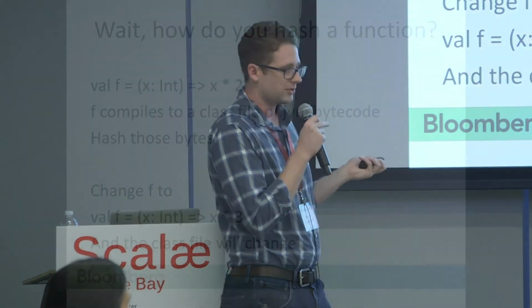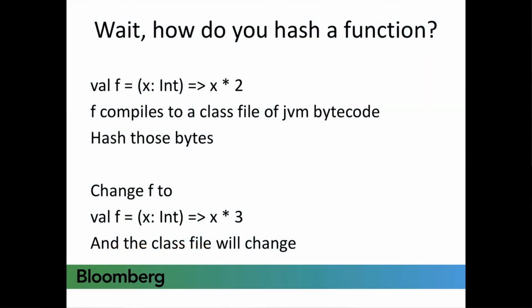Okay. So now I just offhandedly mentioned, oh yeah, just hash a function, no big deal, right? But it kind of is a big deal. There's not really a built-in thing in Scala that gives you an identifier for a function that will change if the definition of the function is different. That isn't included.